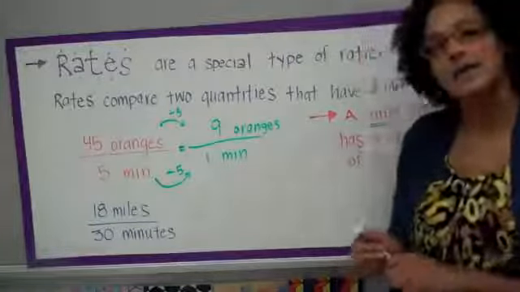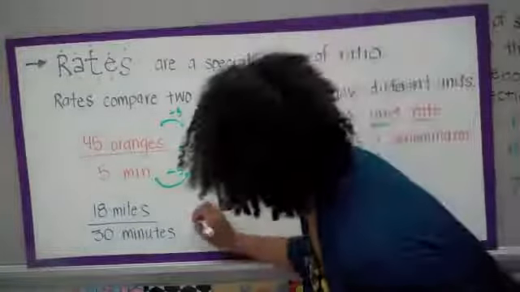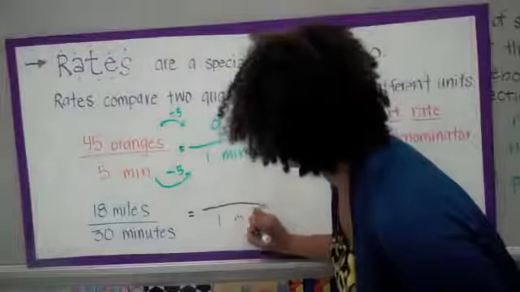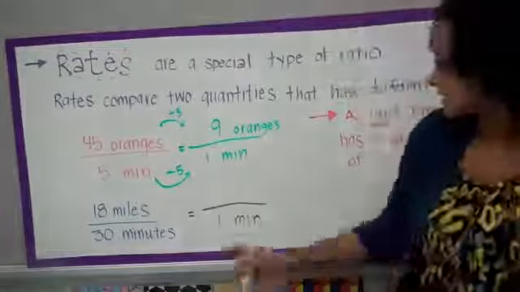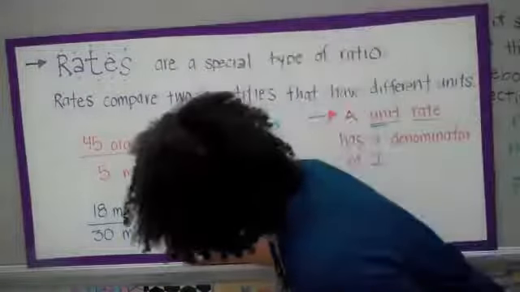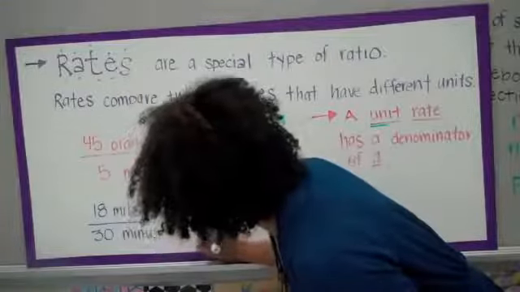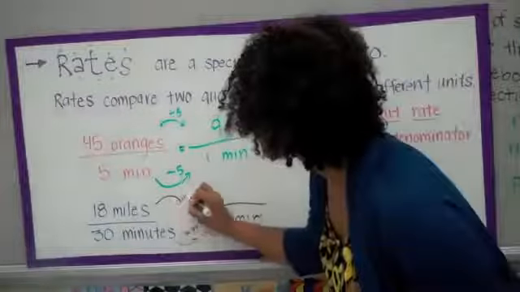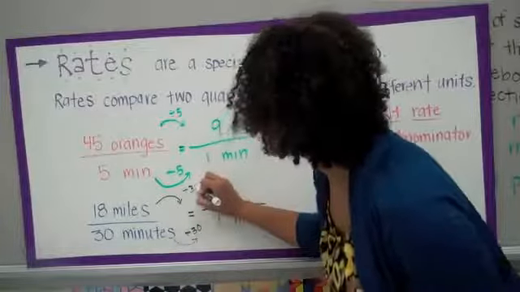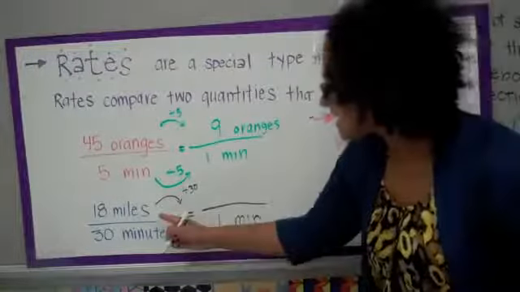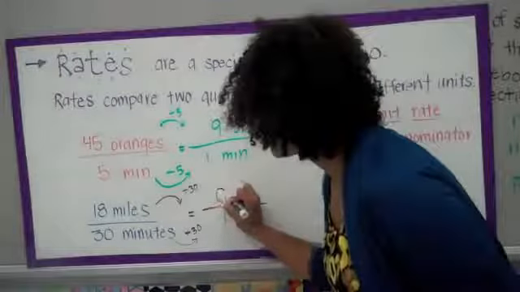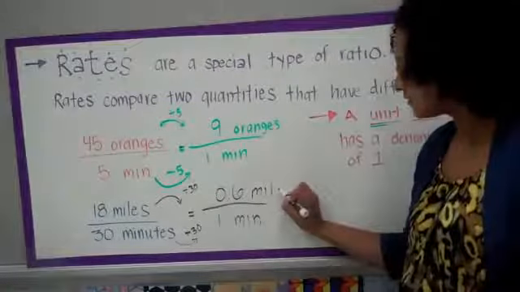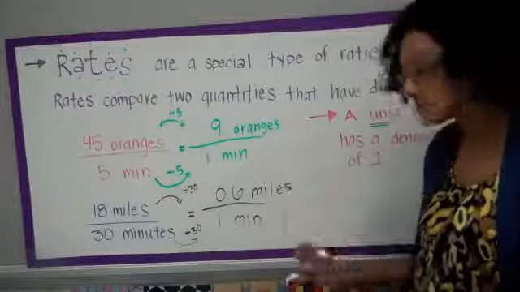Let's try another one. I can run 18 miles in 30 minutes. For a unit rate, I would want to know how far I can run in 1 minute. So let's see. To get from 30 minutes to 1 minute, I divide by 30. Since I divided the bottom by 30, I have to be fair. I have to do the same on the top. 18 divided by 30 would be 0.6. So my unit rate is that I can run 0.6 miles in 1 minute.